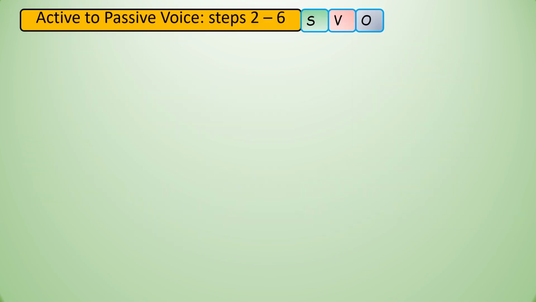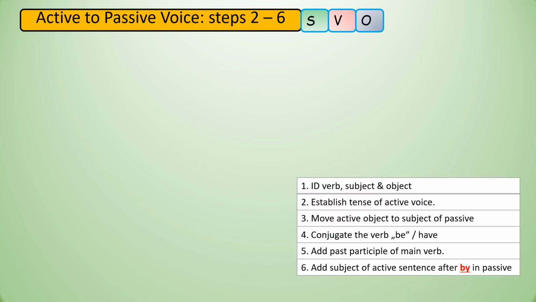Active to passive voice. Steps 2 to 6. Subject, verb, and object. There's our form again that we used on the previous slideshow. 1. Identify the verb, subject, and object. We've done that. 2. Establish the tense of the active voice. It will come hereafter. 3. Move active object to subject of passive voice position. 4. Conjugate the verb be, have. 5. Add past participle of the main verb. 6. Add the subject of the active sentence after by, the preposition by, in the passive voice.